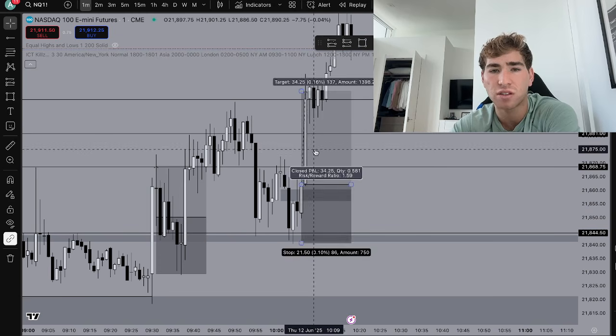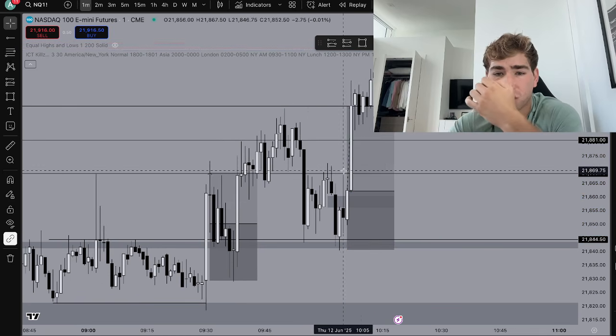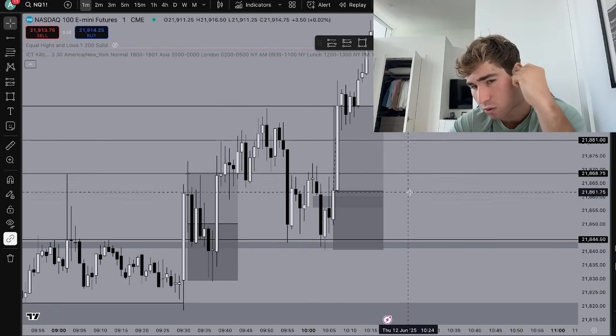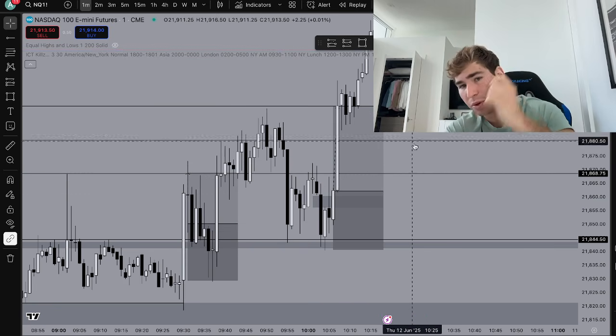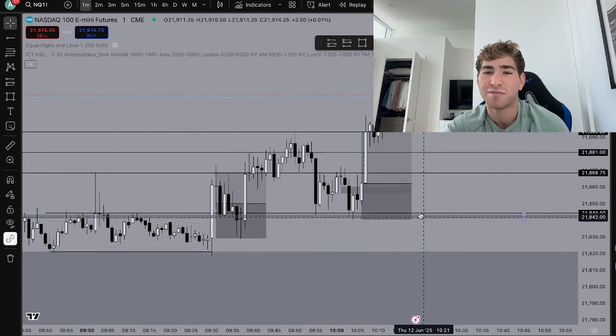Kind of mad I missed this because I would have taken this to the 4-hour unfilled. Or to this high, which is very similar, same thing. This would have been a perfect trade. So looking back, I kind of wish I didn't take this trade because it is breaking my rules to take this one. But this was a beautiful setup. And this one, damn, I'm looking at it, and that's a really good trade.